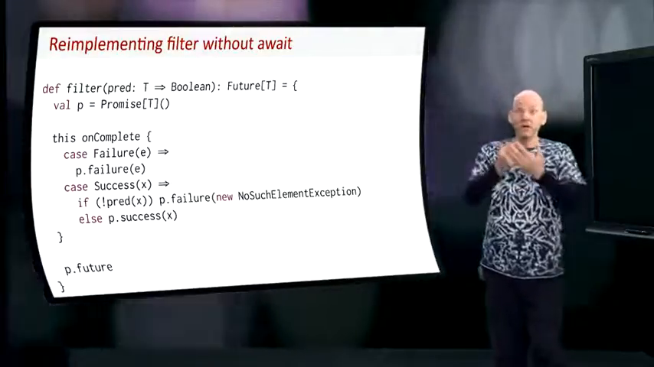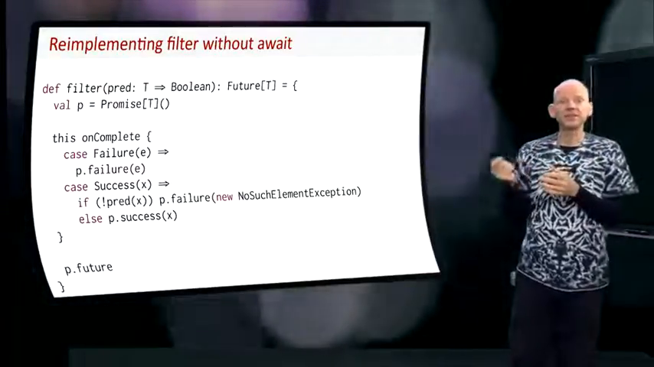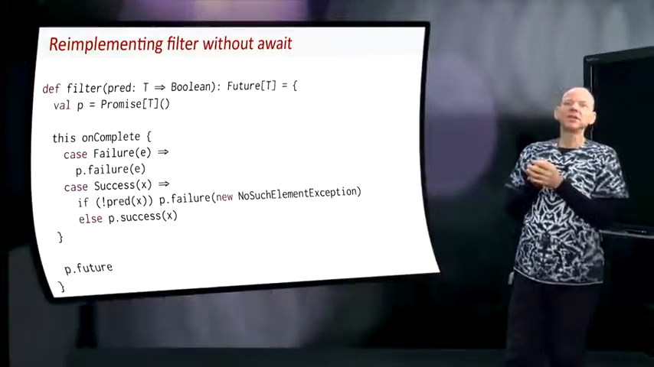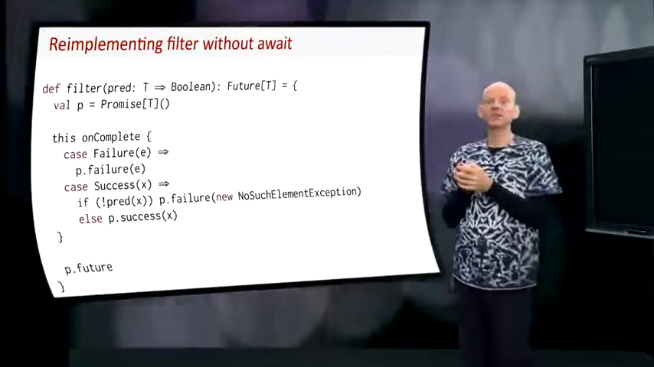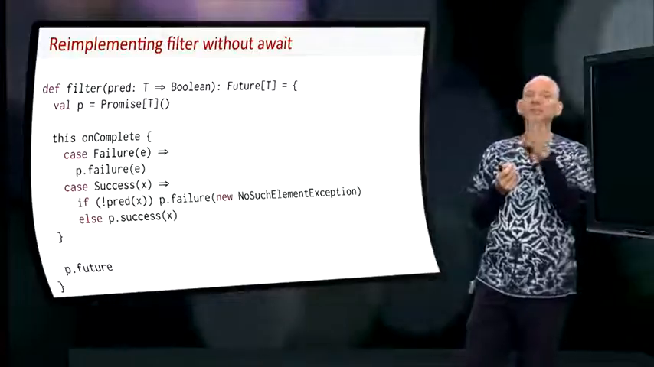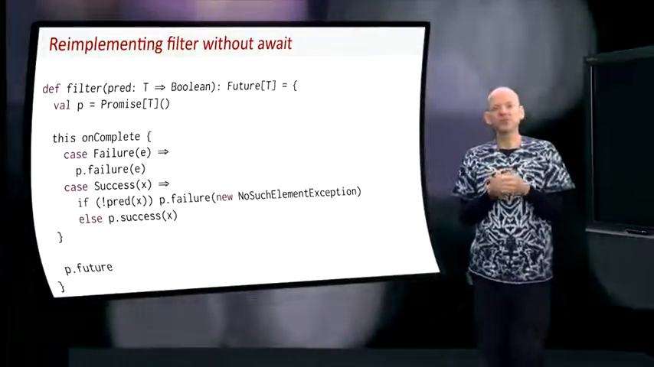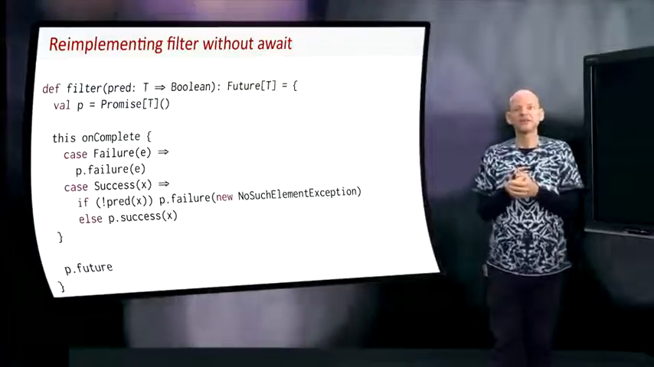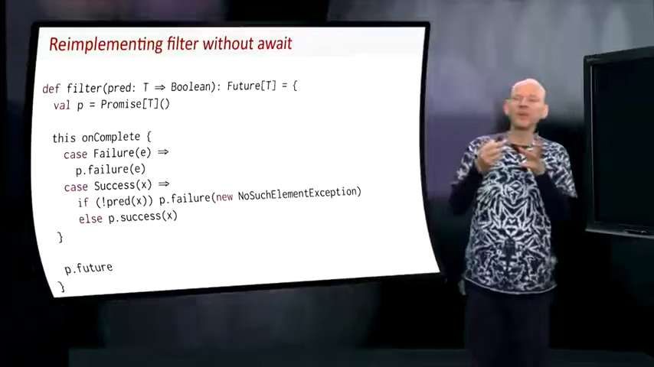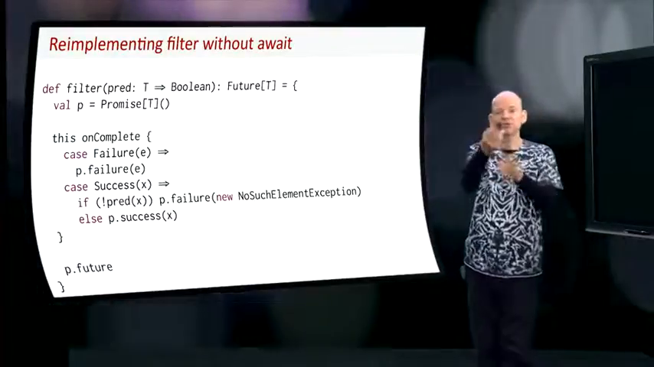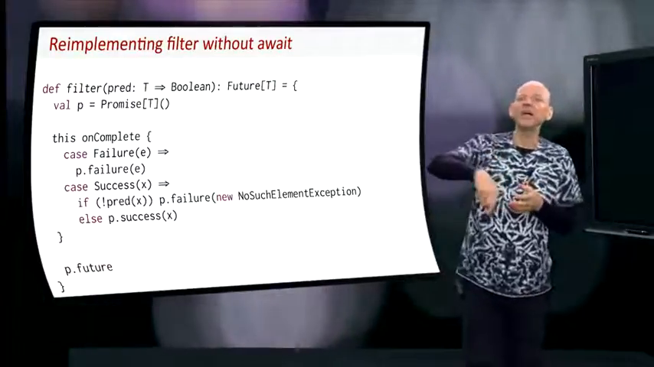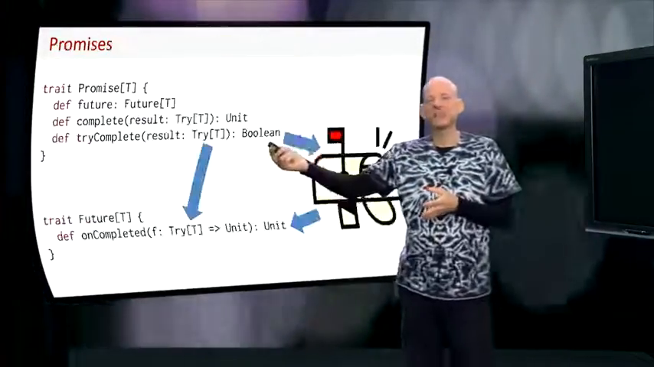Okay? When this succeeds with a value x, now we have to check whether the predicate holds. If the predicate holds, then we succeed. So what we do is we complete the future with success, with value x, and otherwise we will complete the future with a failure, with a new exception. All right? So here you see that this promise is something that has a future. You see that there on the last line, p.future. And it has a way to complete the future that I hand out.